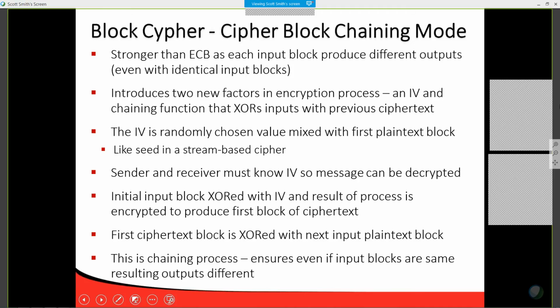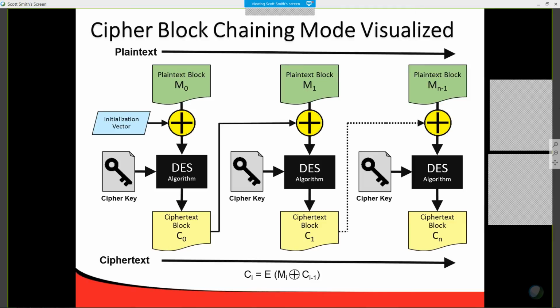So we don't really use ECB anymore. We use CBC, Cipher Block Chaining Mode. And this is what Cipher Block Chaining Mode looks like. You take your original block of data, your plaintext block M0, you inject something called an initialization vector, which is basically just a random number. That IV is actually generated by a random number generator in the cryptographic process.